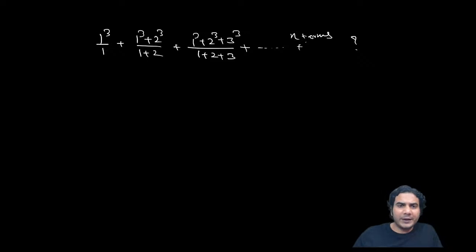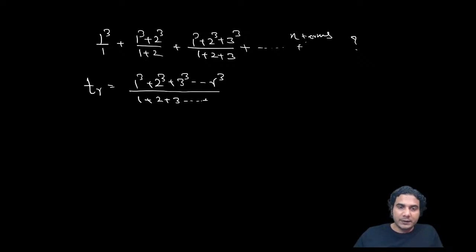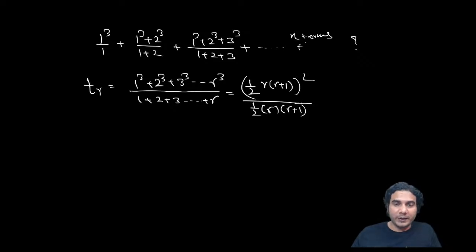Alright, so let me simplify it. If I write the general term TR, then it is 1 cube plus 2 cube plus 3 cube and so on up to R cube. I have just told you that the sum of cubes of first n natural numbers is the square of the sum of first n natural numbers, right? So even if you put the formula, you'll get R into R plus 1 by 2 the whole square, right? And the denominator is 1 by 2 of R into R plus 1. So we are applying the formula of sigma of R cube, right? See, these terms will get cancelled. So you are going to get 1 by 2 of R square plus R, alright?